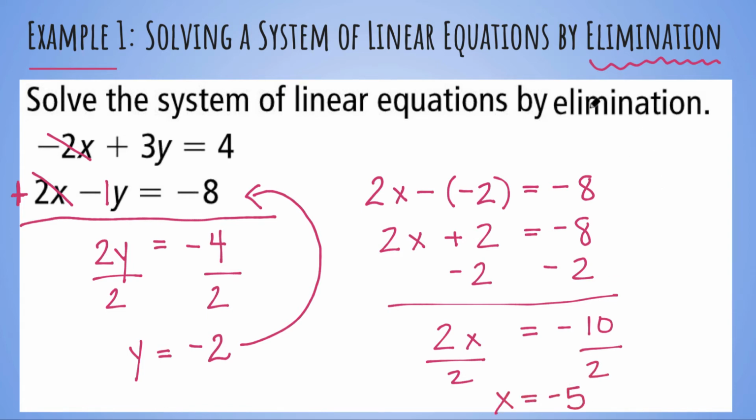So the point of intersection where these two lines are going to meet is at an x value of negative 5 and a y value of negative 2. So this is the solution to this system of linear equations.